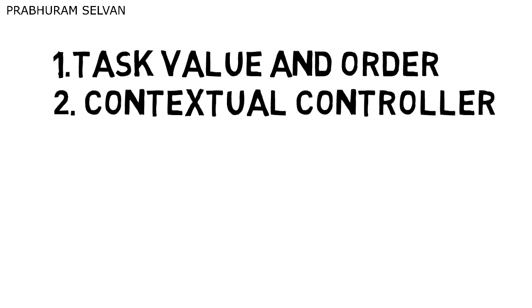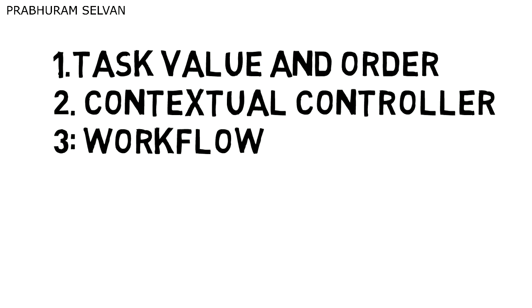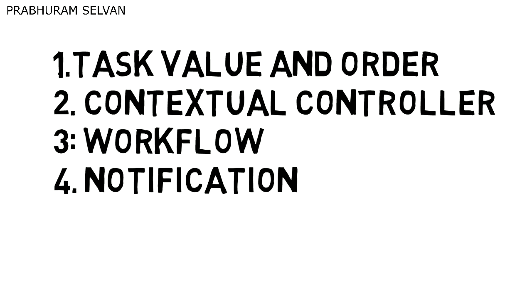The second, contextual controllers. You cannot have all the controllers at one place, which confuses the user. The third, the workflow. The systems should be allowed to talk to each other, and there should be clear communication in the order in which the systems talk to each other.